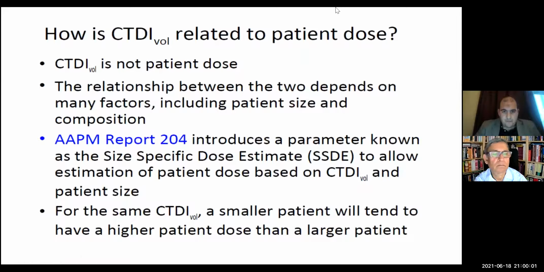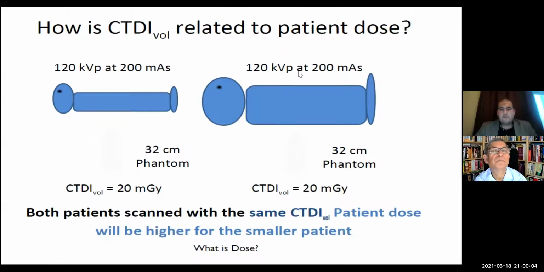But here, if I have two patients, okay, this one is a thin patient, and this one is an obese patient. I give the same dose parameters, 120 kV at 200 milliampere, and also for this patient, 120 kV and 200 milliampere. I'll get the displayed CTDI volume the same, okay, because I am using the same parameters. I'm using the same phantom, 32 centimeter, so CTDI volume will be displayed as 20 milligray, but actually the dose for the thin patient is higher than the dose for the obese patient, okay?